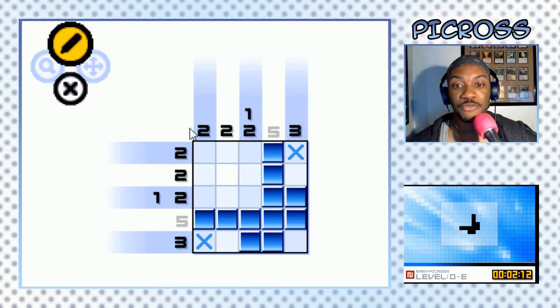Okay, let's look at the first row. I'm sorry, the first column. The first column says 2. And we already have 1 square. So that means the square next to it has to be colored in. We can't color in this one because it's X'd out. We can't use that square. So it has to be this square, the one right above it.